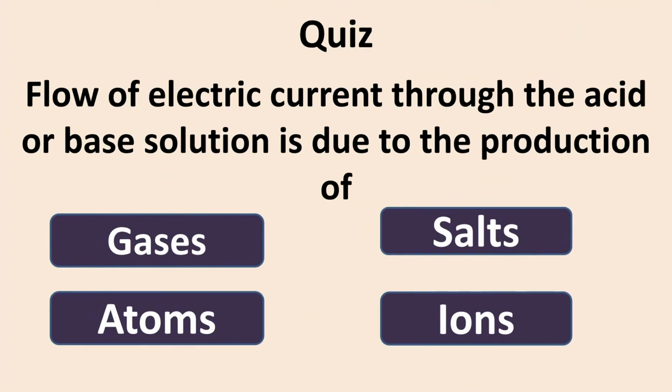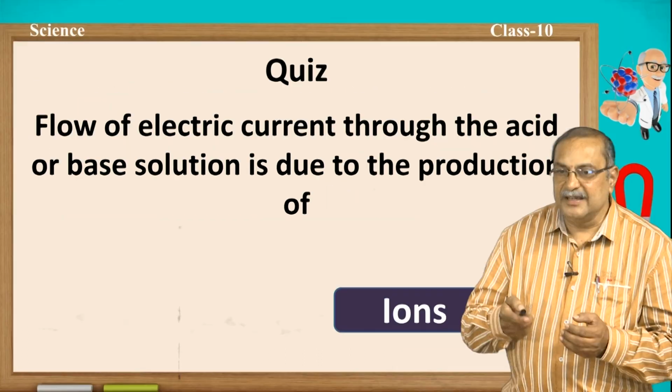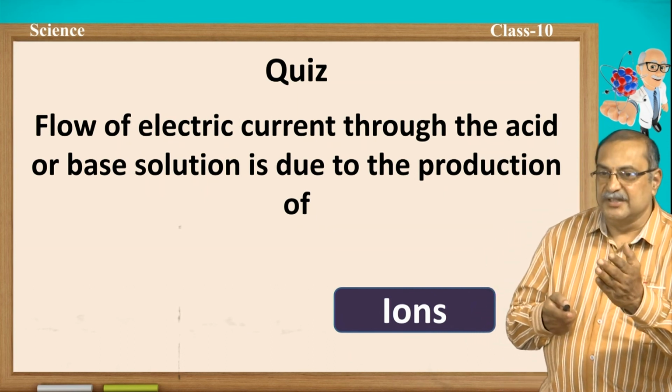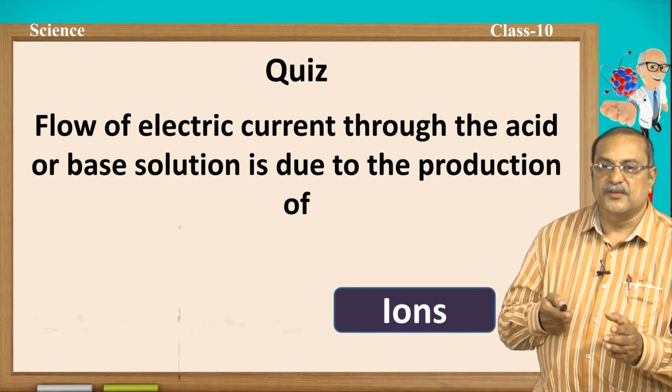Flow of electric current through the acid or base solution is due to the production of gases, salts, atoms or ions in them. So, which is responsible to carry the current from anode to cathode? What makes it? Yes, your answer may be correct. Let us see, ions. Very good. So, ions are responsible for this.